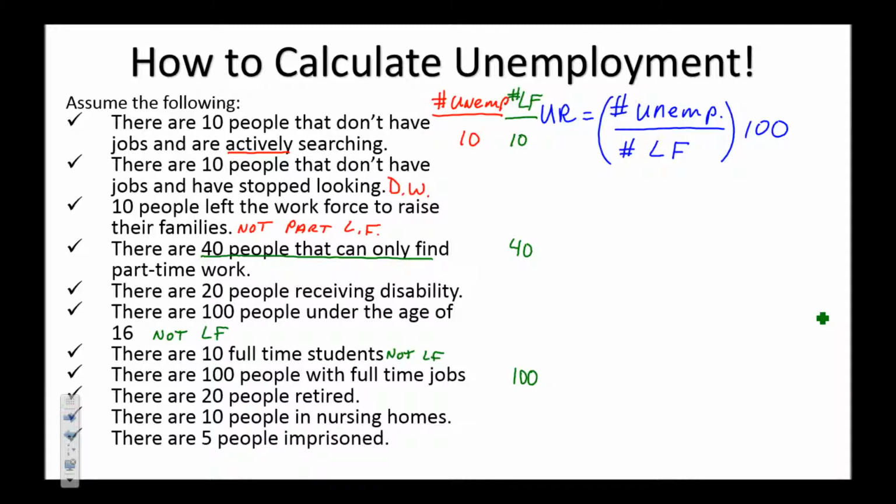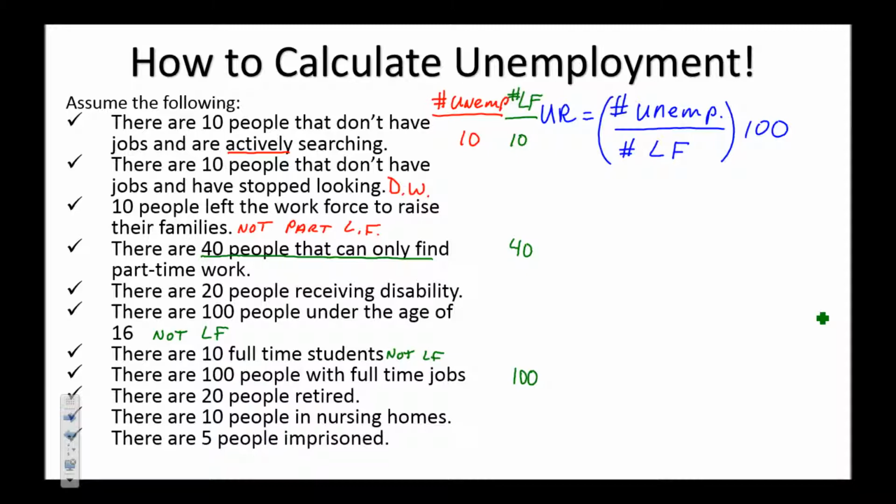Well, that means they don't have a job, but it doesn't mean they're unemployed, because if they're retired, that means they're choosing not to work, so they're not searching. There's 10 people in nursing homes. All right, the 10 people in nursing homes, they can't work. They're considered institutionalized. Same thing with the 5 people in prison.